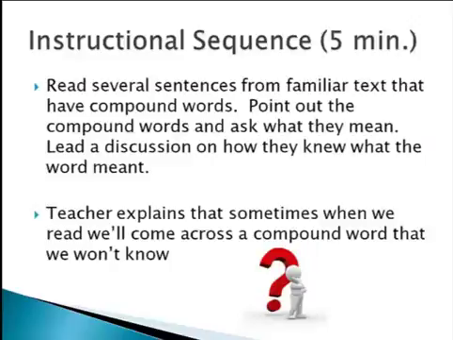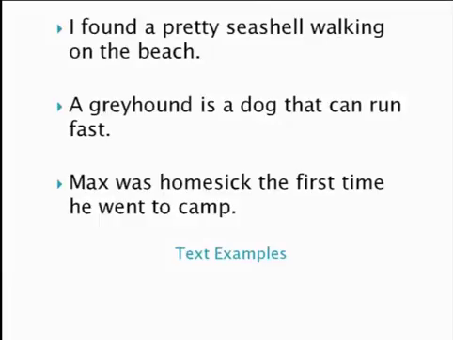The instructional sequence begins by reading several sentences from familiar texts that have compound words. Point out the compound words and ask what they mean. Then lead a discussion on how they knew what the word meant. The teacher will explain that sometimes when we read we'll come across a compound word that we won't know. Here are some text examples. I found a pretty seashell walking on the beach. A greyhound is a dog that can run fast. Max was homesick the first time he went to camp.